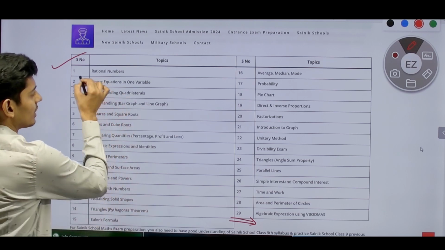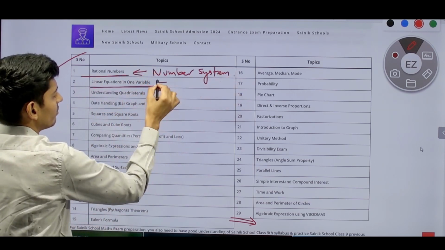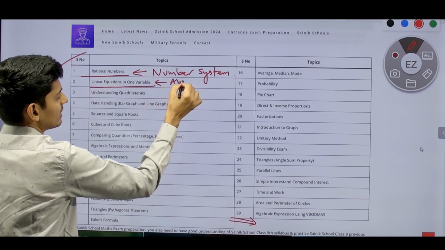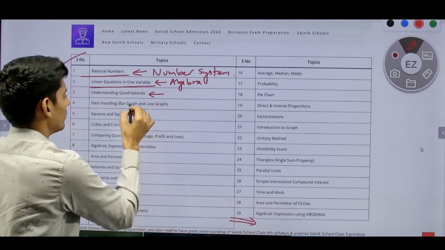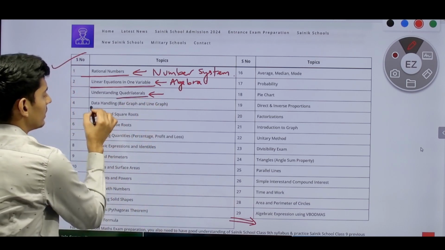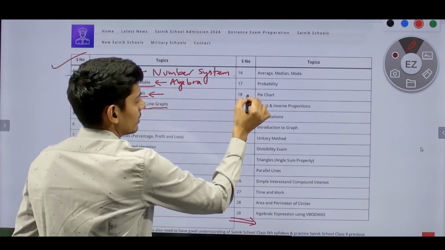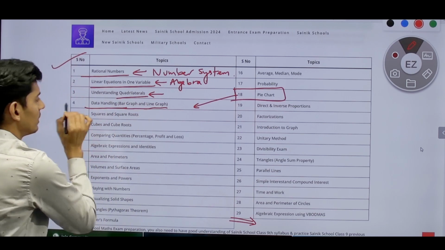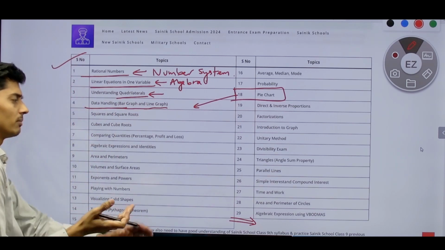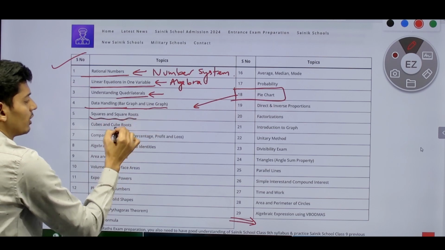We'll start with rational numbers, which is part of the number system. Then we have linear equations in one variable, which is part of algebra. Understanding quadrilaterals, it can be considered part of, okay, quadrilaterals is separate. Then data handling, bar graph and line graph. We also have pie chart, a chapter closely associated with data handling. Pie chart is also a topic related to data handling. Then we have squares and square roots and cube roots.